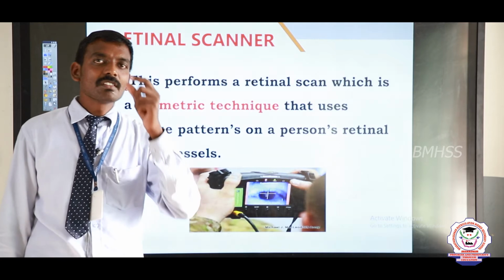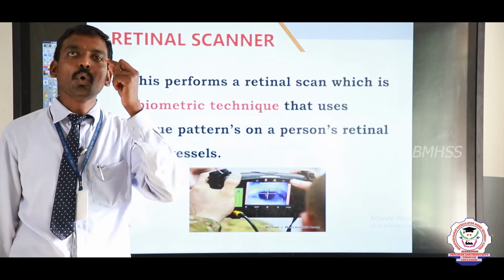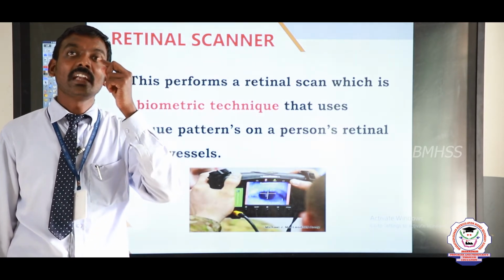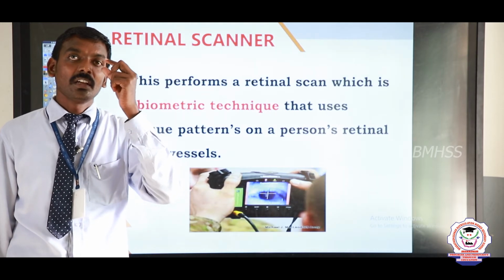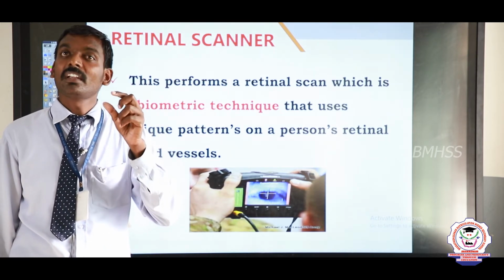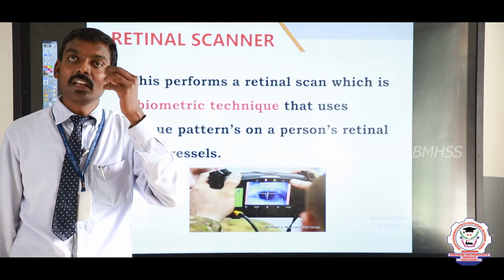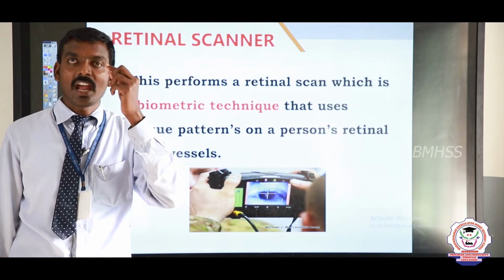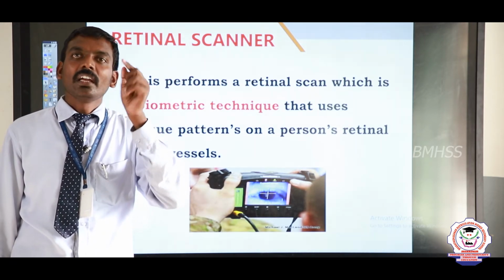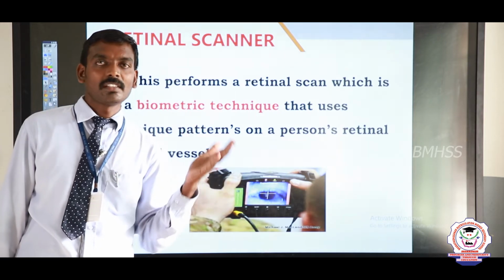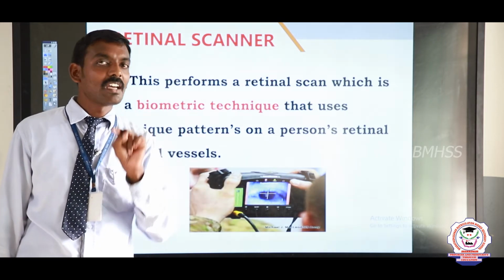Retinal scanner is used to scan the human retina, that is, the blood vessels. It is a very sensitive biometric technique. The rays are passed and scan the human eye's blood vessels. This scan is then allowed for security. Suppose, what is the disadvantage?